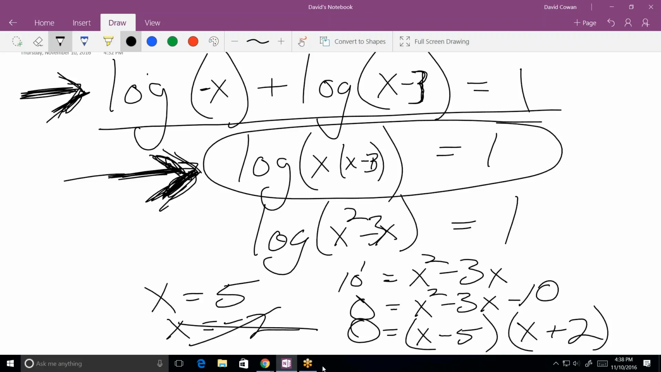And it's okay to have log of negative x, incidentally. It just means x has to be a negative number. You just cannot have the entire argument be less than or equal to zero. But you can certainly have negative numbers in your argument. Yeah, it's an interesting dilemma.